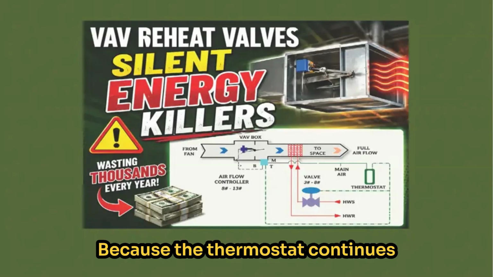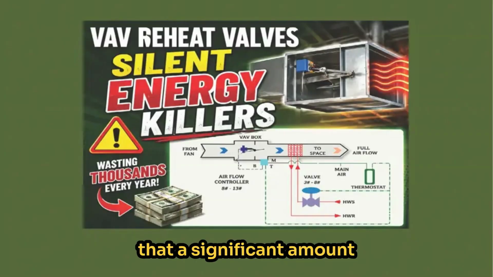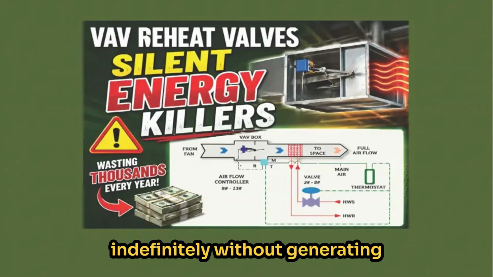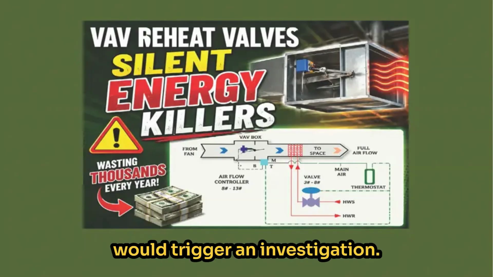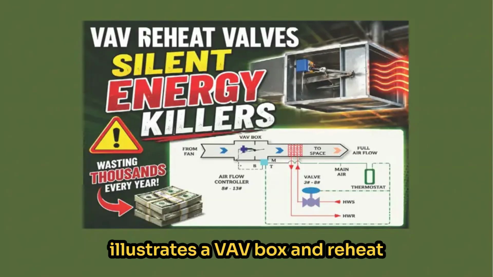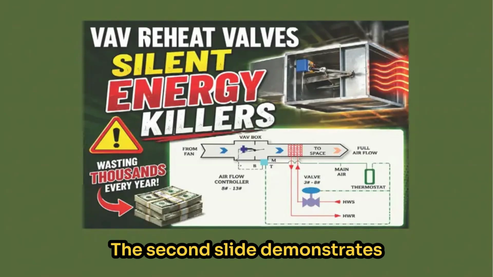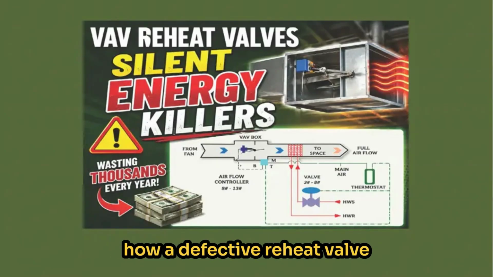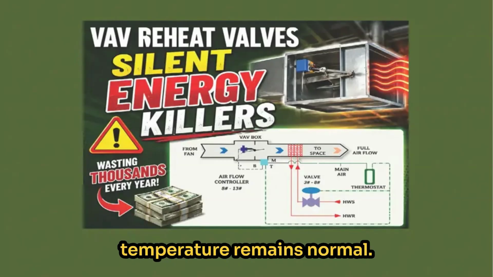Because the thermostat continues to maintain room temperature near set point, occupants often remain comfortable, unaware that a significant amount of energy is being wasted. The energy loss can continue indefinitely without generating comfort complaints that would trigger an investigation. The first slide in this video illustrates the VAV box and reheat coil operating as intended. The second slide demonstrates how a defective reheat valve can create substantial hidden energy waste while room temperature remains normal.